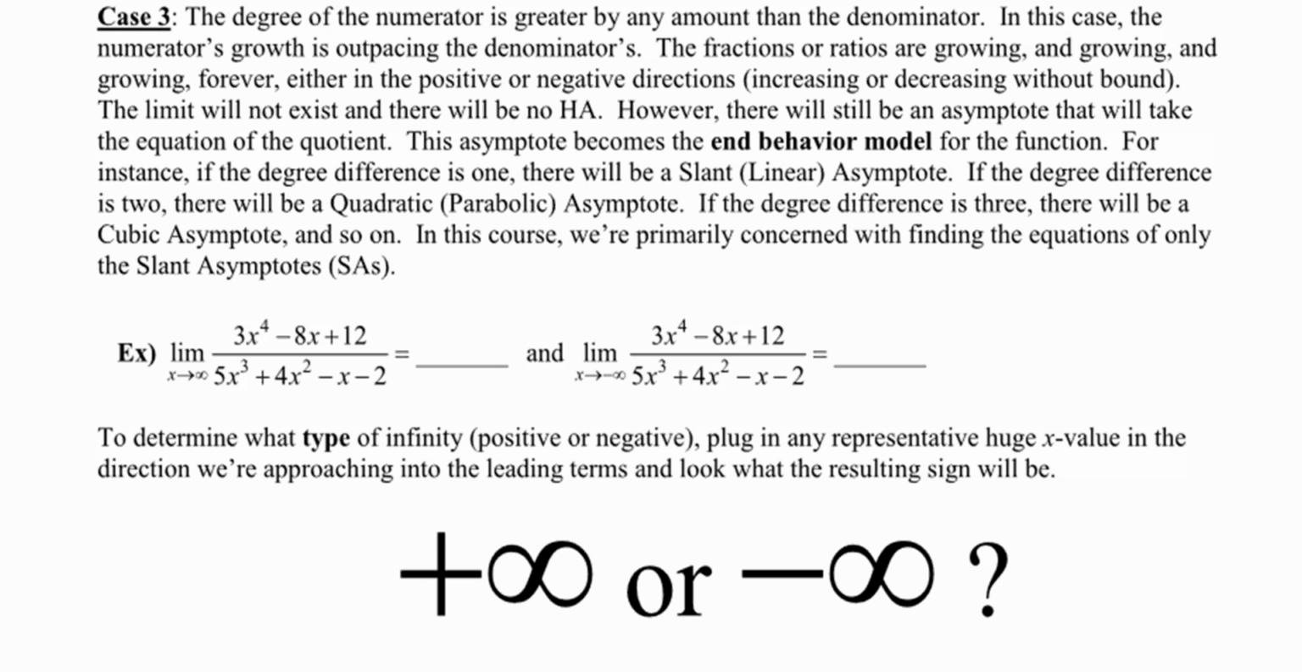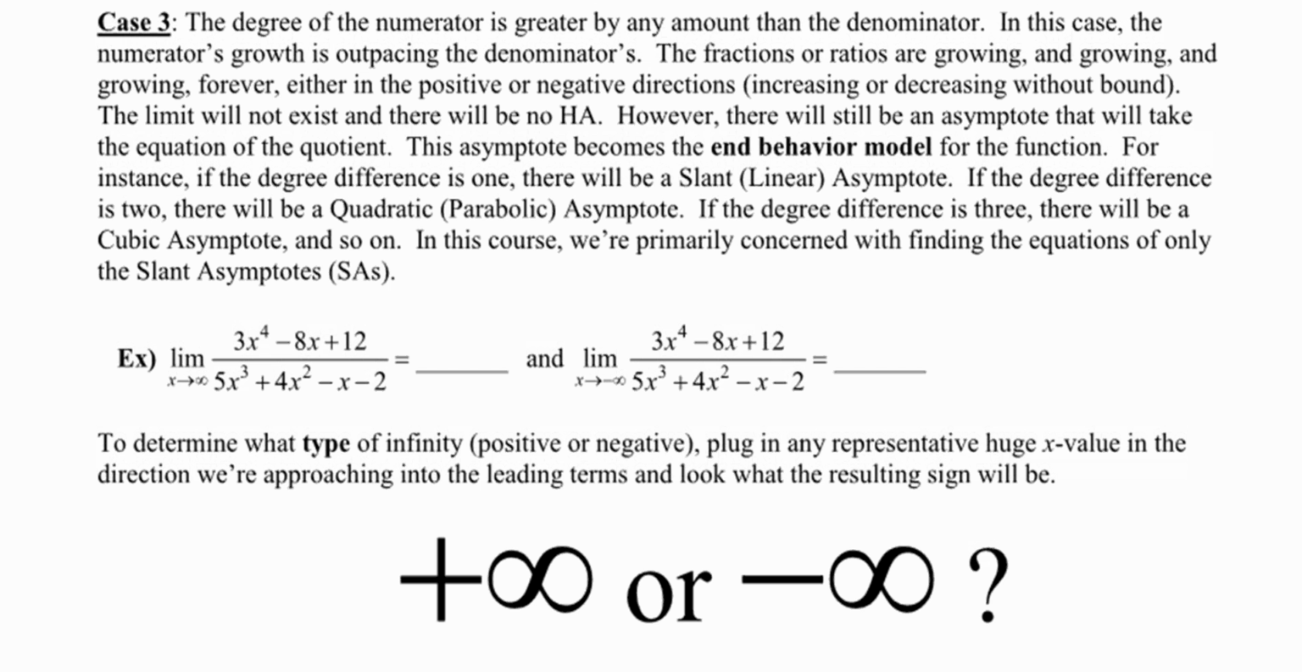All right, our last case is when the degree of the numerator is greater than the degree of the denominator. Okay, so in this case, the numbers on the top are growing bigger than the numbers on the bottom. What happens is, usually if it's 1 degree difference, there's going to be a slant asymptote. So it's going to either continue upwards without bound or downwards without bound. Okay, and you can tell by what sign you put in.